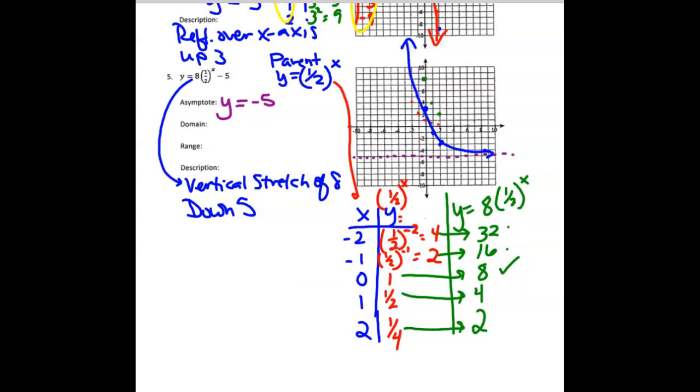All right. So domain. Again, we can use any numbers for x. My range, though, all of my y values are going to have to stay above that purple line. So y has to be greater than -5.